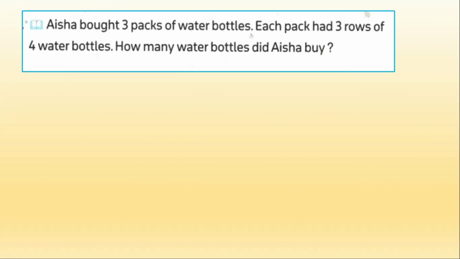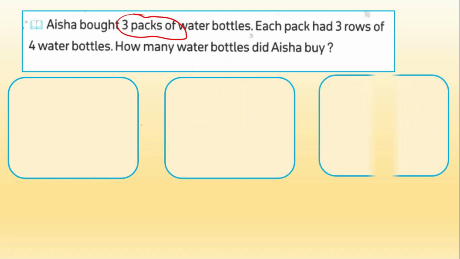Okay. Now we have a story problem. Aisha bought 3 bags of water bottles. Each bag had 3 rows of 4 water bottles. How many water bottles did Aisha buy? Step by step. And we will imagine a drawing together to help us understand the story faster. Okay. She had 3 bags of bottles, meaning she has a total of 3 bags. Okay. So draw 3 bags. 1, 2, 3. Each bag had 3 rows of 4 water bottles.